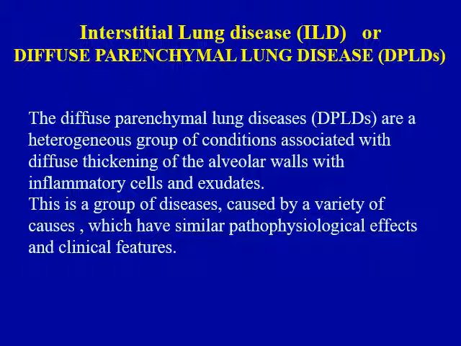We come to interstitial lung disease, also called diffuse parenchymal lung disease, or sometimes called pulmonary fibrosis. Interstitial lung disease is not a specific condition, but a heterogeneous group of conditions associated with diffuse thickening of the alveolar wall with inflammatory cells and exudate. The net result is fibrosis and scarring of the alveolar wall. This is a group of diseases caused by a variety of causes which have similar pathophysiological effects and clinical features.